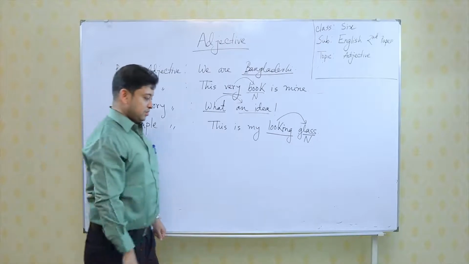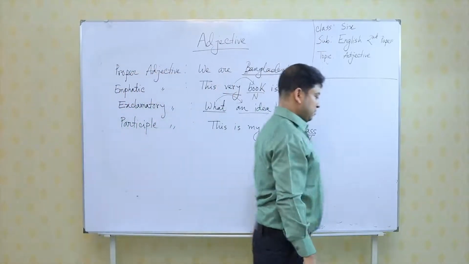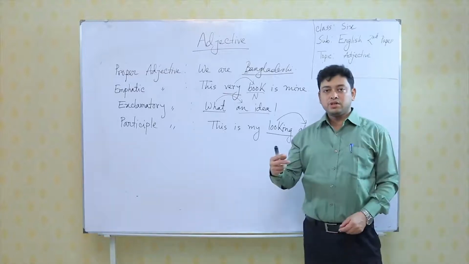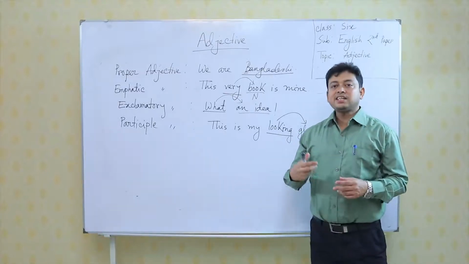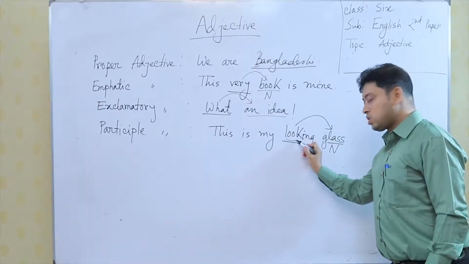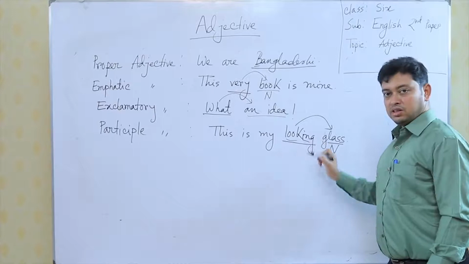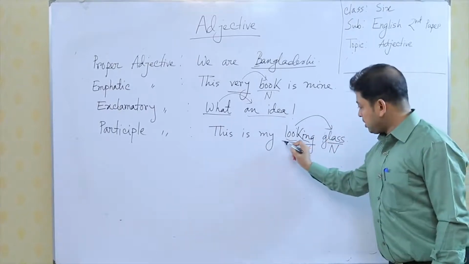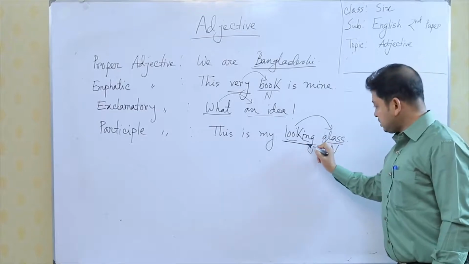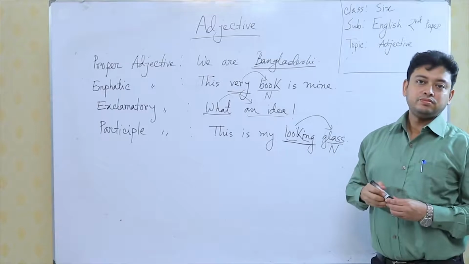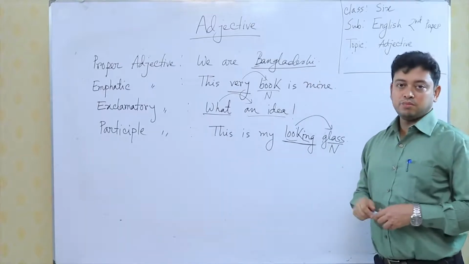And the last one is participle adjective. We know that the participle is formed when there is verb plus ing, but it is acting as adjective. So, here the word verb is look, ing is added, looking, it is qualifying the word glass, it becomes participle. As the participle is qualifying the noun, it becomes participle adjective. Please copy these examples.